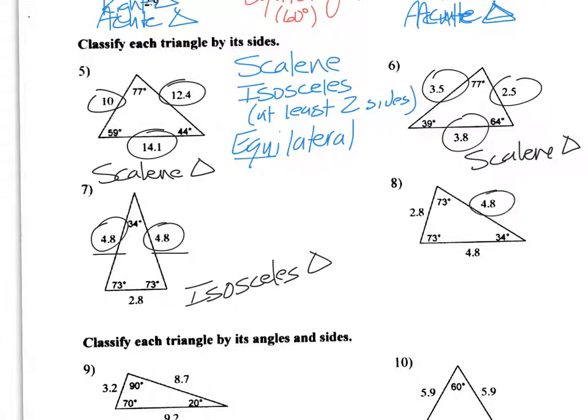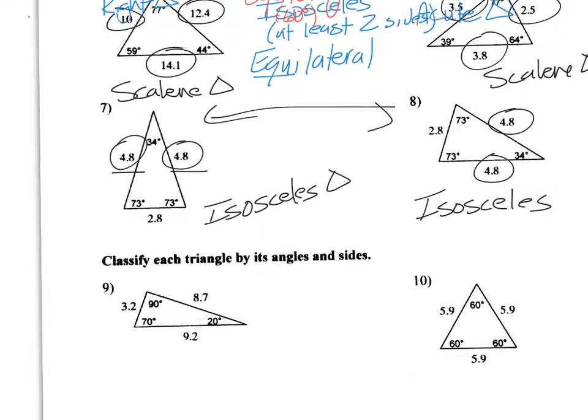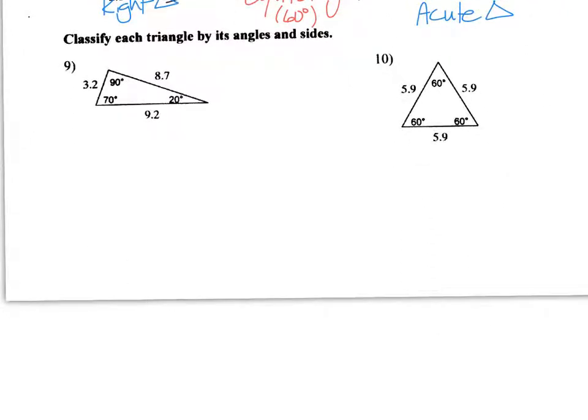Problem number 8, 2 sides are equal again, isosceles. Now, if you notice, problem number 8 and problem number 7 are the same problem. The triangle's just been turned, and that's going to happen to us quite a bit as we continue on with triangles. We're going to look and see a lot of times the pictures have been flipped on us.